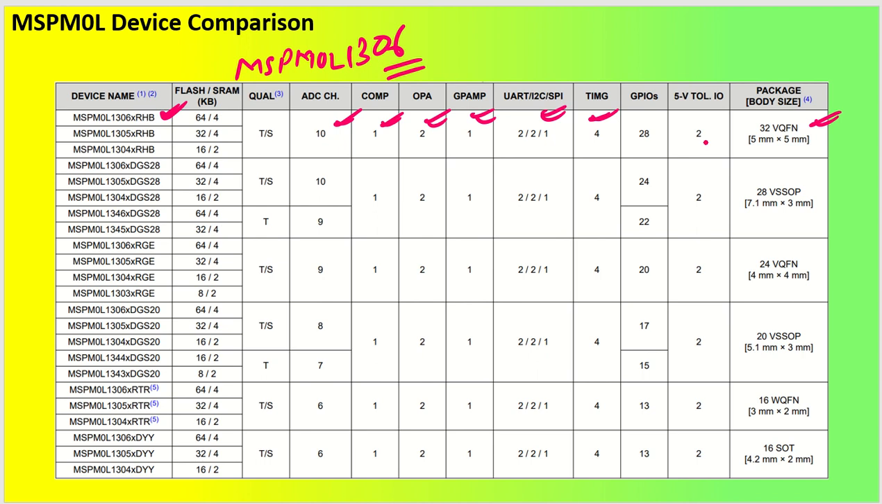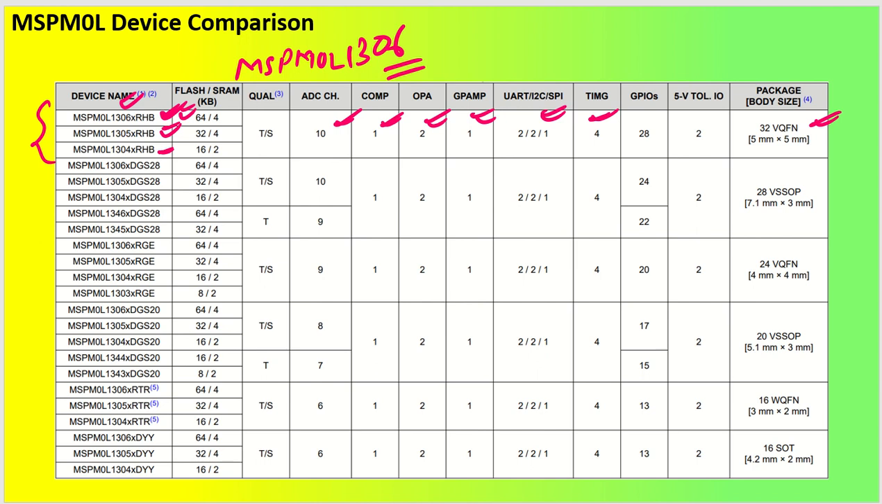Now, these three devices are actually pin to pin compatible. But 06 has only one change, which is 64 kilobytes of flash, and 05 has 32 kilobytes, and 04 is going to have 16 kilobytes. Similarly, other devices are also there, like DGS, which is going to have a 28 pin VSSOP, and other pin packages are there. So if you want, you can see this particular table for your particular pin count selection, but our concentration is on the 32 pin VQFN package.